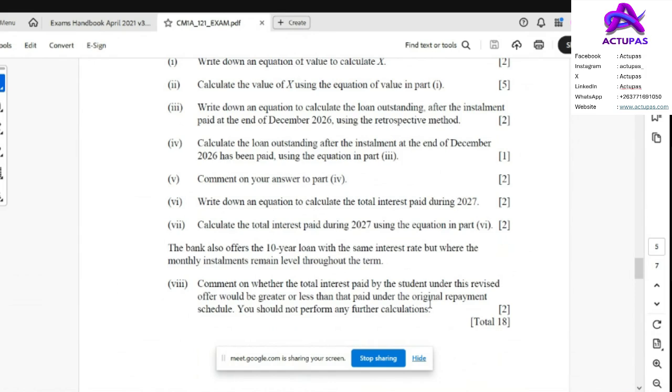So in this case, if the installments are level, it then means more of the loan will be repaid earlier. And if more of the loan is repaid earlier, it then means that less interest is paid because any outstanding amount in the latter periods will be less. So less interest will be paid compared to under the original arrangement. So we are done with this question. Now we move on to the last question.